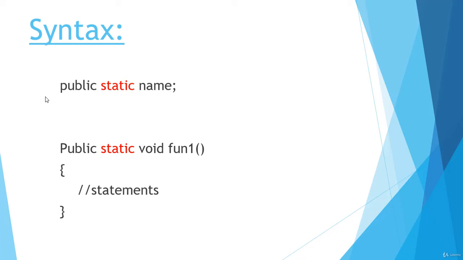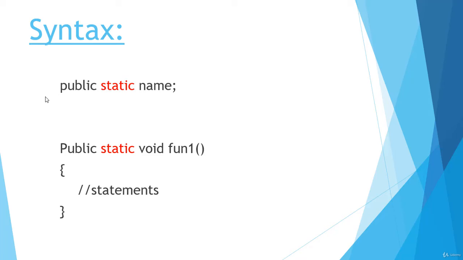Now look at its syntax. First of all, public static name. This is the class variable, you can say the static variable. We use the static keyword before the name of the variable, and we make that variable static. And to make our function or method static, we use the static keyword like public static void functionName, with static before the return type. In this way we can make our variable and function static.